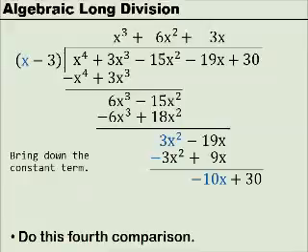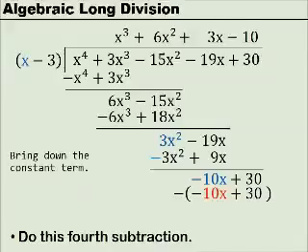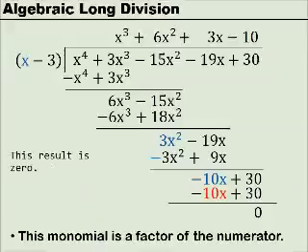We've got to compare with that 10x and the x we have. So we'll have a constant, and it's a minus 10. We multiply that through, and we get a 10 and a 30. I put the parentheses to indicate the subtraction. And the subtraction looks like this, giving a 0 result. So the monomial is a factor of the numerator.